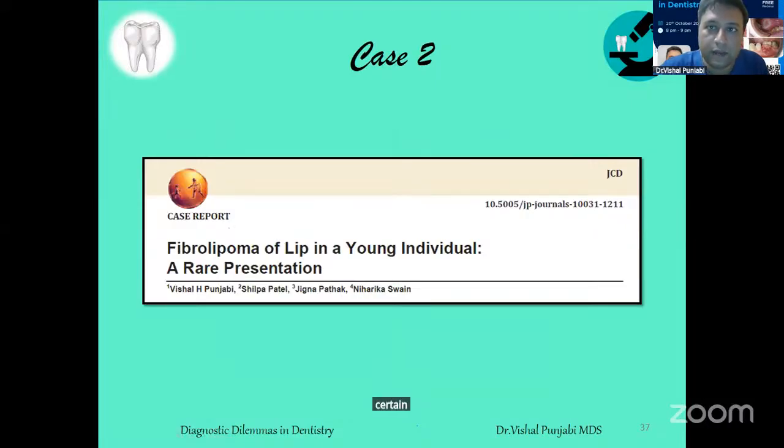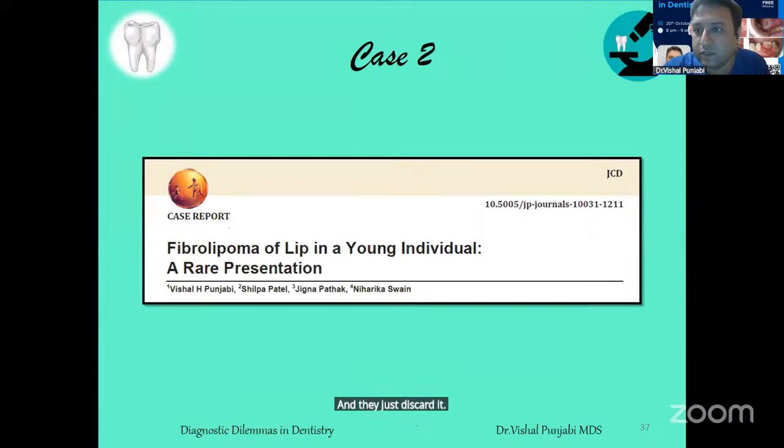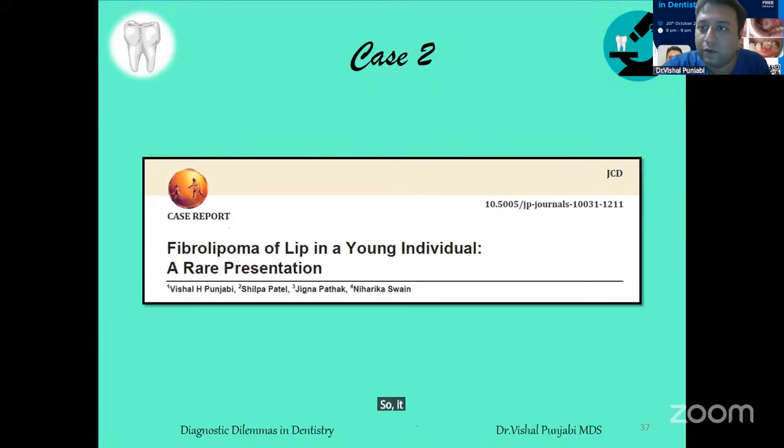In certain situations, I have also experienced that many times, not to say it in a bad way, some people excise a mucocele, as they feel it is, and they just discard it. It is not subjected to a histopathological evaluation. It should be checked, because for every growth or swelling occurring on the lower lip, what we usually feel every time is that it could be a mucocele. It is not that every growth or swelling occurring there is a mucocele. It has to be sent for histopathological evaluation, and only then can it be given as a final diagnosis.